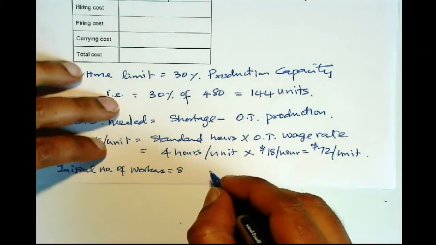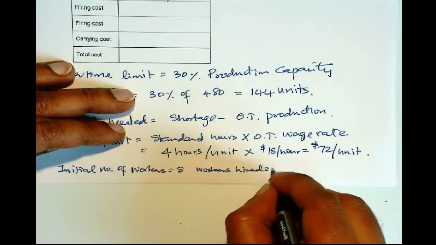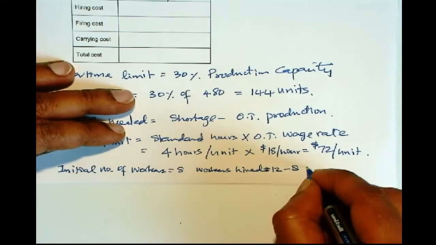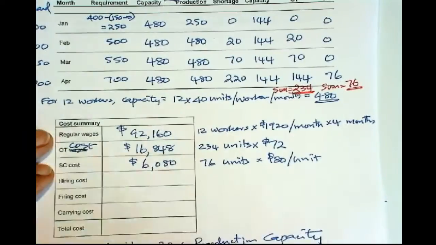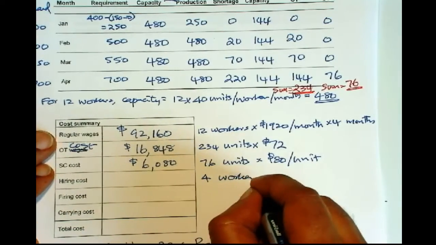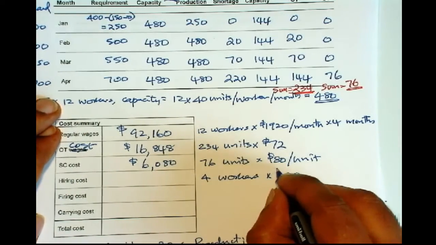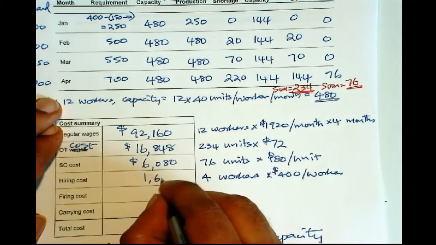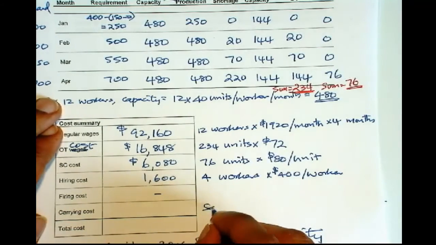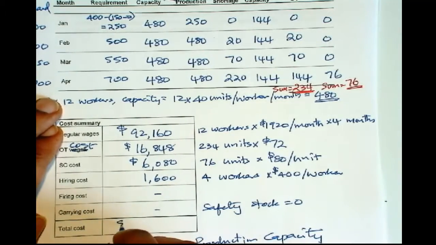So workers hired is 12 minus 8 equal to 4, and fired is 0. So 4 workers times $400 for hiring cost per worker given. So that will be $1,600. There is no firing cost, and safety stock is 0. So there is no carrying cost. The total cost is $116,688.